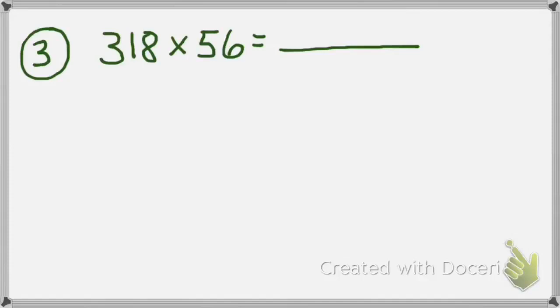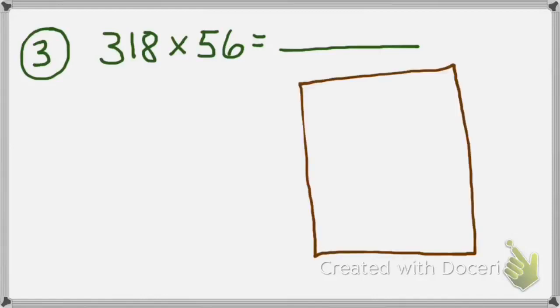Example number 3, 318 times 56 is a 3-digit number times a 2-digit number. So the only thing I have to do here is make sure that I make my box big enough, and then if I follow the format, it will still work itself out. So I'll make a nice big box, and my first digit in 318 is the 3. It has 2 digits after that, so I'm going to write a 3 with 2 zeros after it.